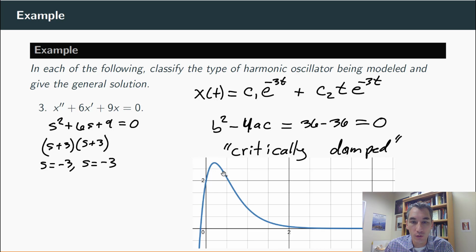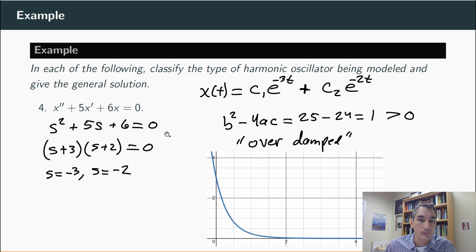And you'll notice in the critically damped case, we don't bounce past 0 and come back. We asymptotically come in towards 0. The final case, which is what we call overdamped, that graph is going to look almost identical. It's just going to asymptotically come in towards 0.